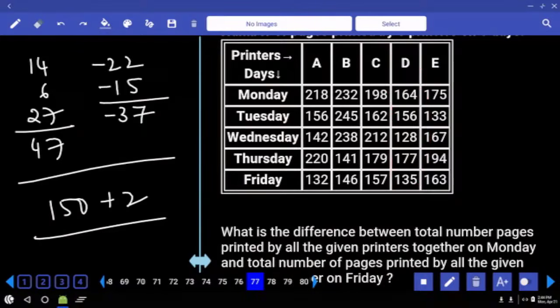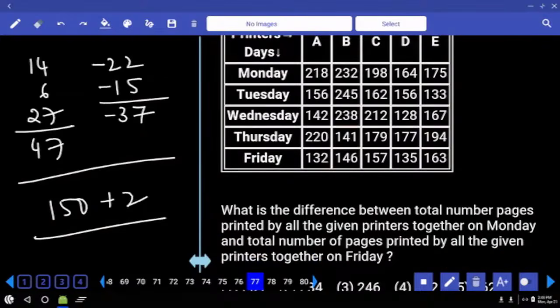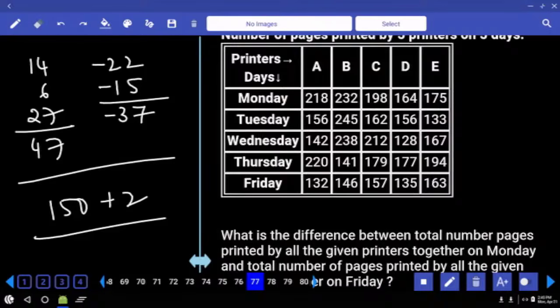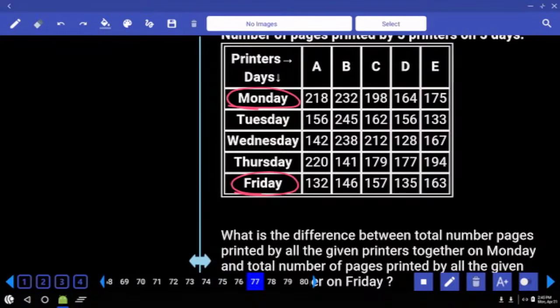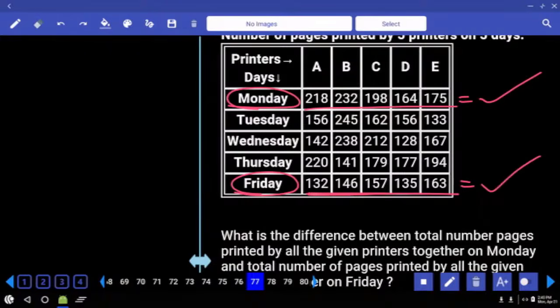What is the difference between total number of pages printed by all the given printers together on Monday and total number of pages printed by all the given printers together on Friday? Monday and Friday, we were asked to calculate difference of their total, right? Here we have to add all these 5 numbers. You'll get some number here. For Friday also we have to add these 5 numbers. You'll get another number. Let's say this is X and then this is Y.